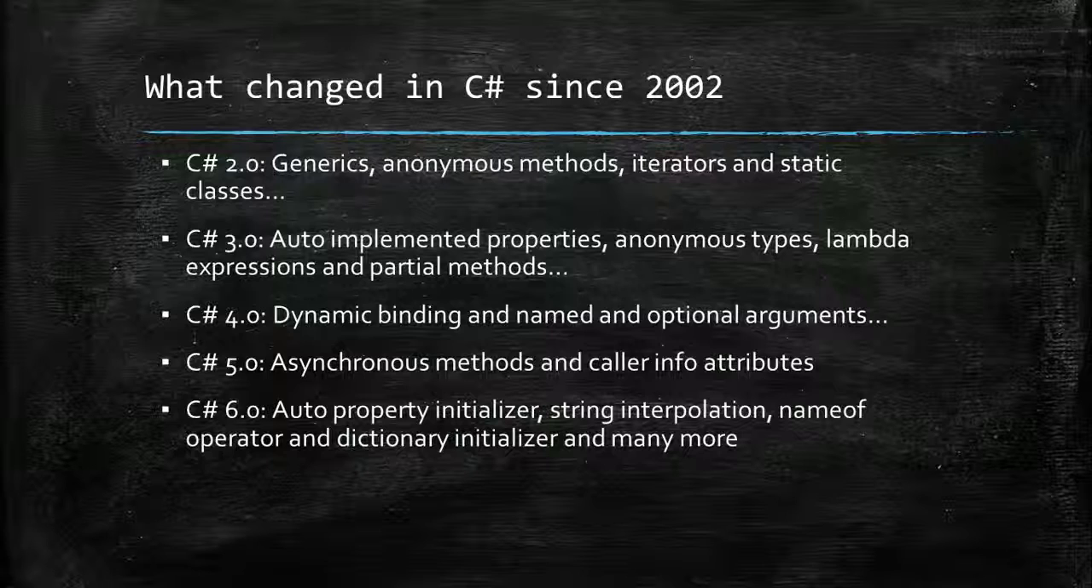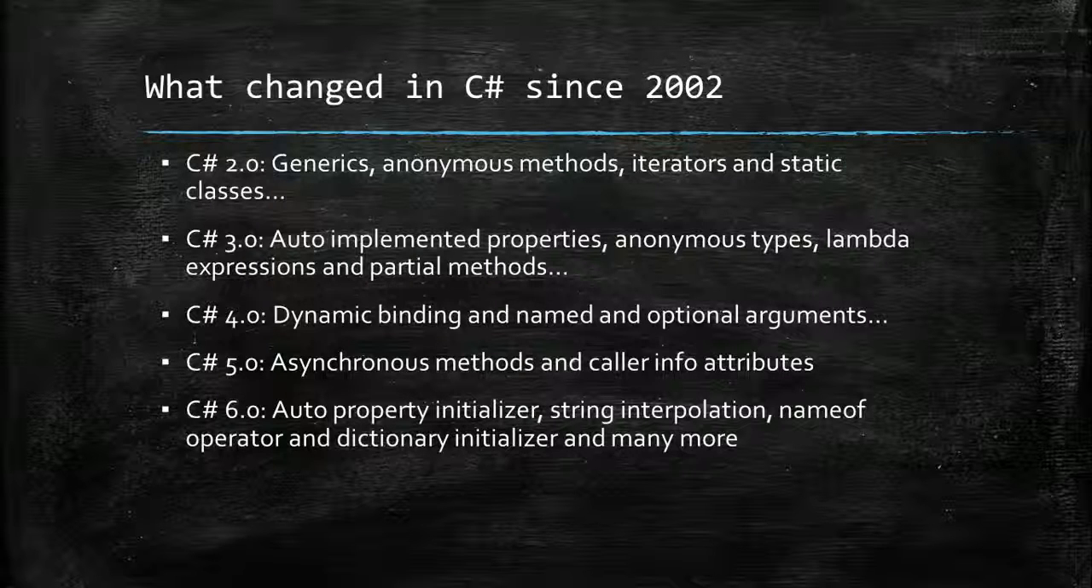What changed in C# since 2002? As we all learned, C# 1.0 was their first release, and then C# 2.0 came along and introduced generics, anonymous methods, iterators, and static classes, and so on. C# 3.0 introduced auto-implemented properties, anonymous types, lambda expressions, and partial methods, and so on.